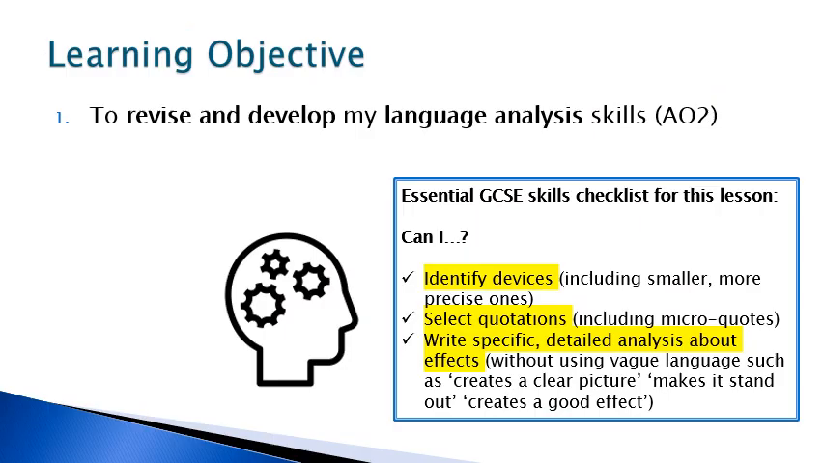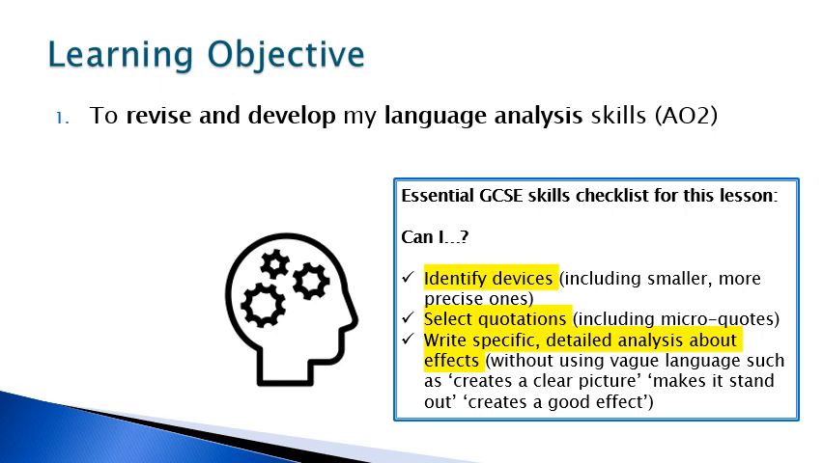Okay, let's move on. So this lesson we're going to revise and develop our language analysis skills. AO2 is a really important skill, not only in language but in literature, and it's about being able to identify language devices and analyse their effect on the reader. So we need to think about how well you can do these skills, because this is almost a bit of a self-audit around how well you're progressing with your GCSE skills.